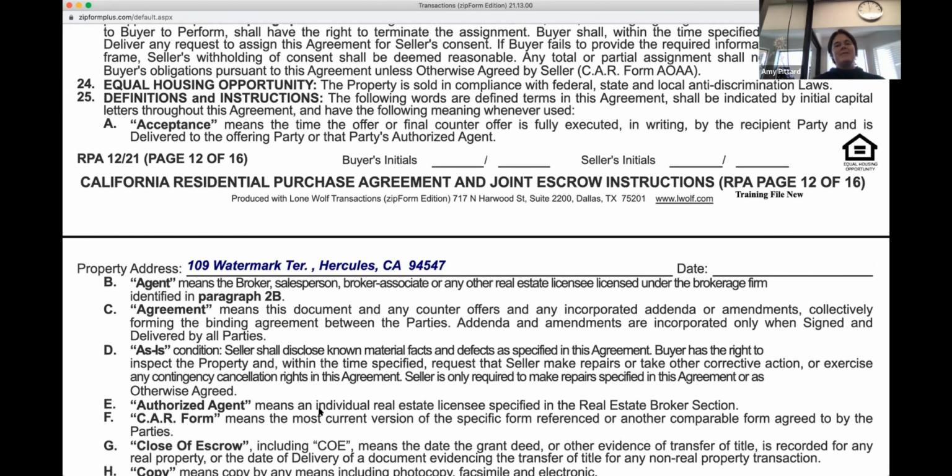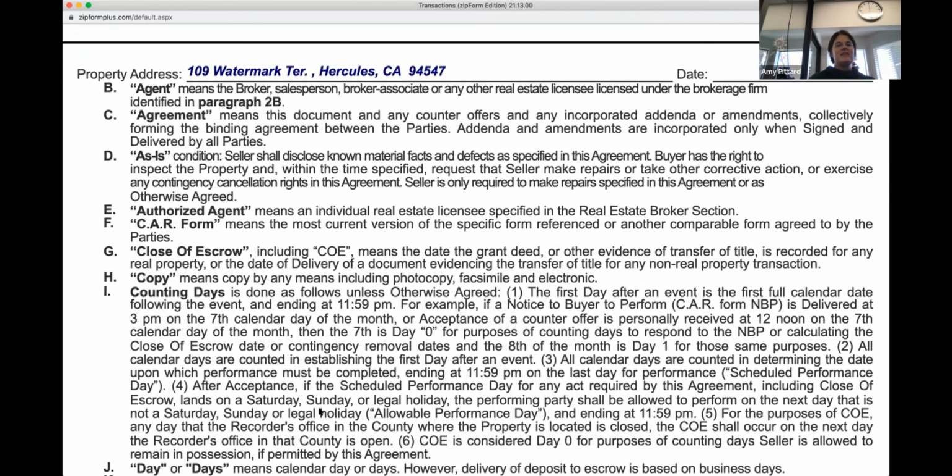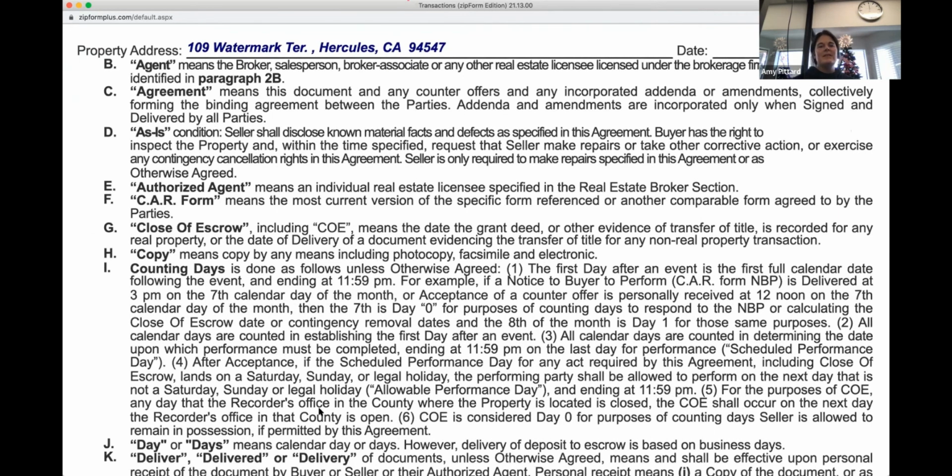Acceptance means the time the offer or final counter offer was fully executed in writing by the recipient party and is delivered to the offering party or that party's authorized agent as indicated on the form. Agent means the broker, salesperson, broker associate, or any real estate licensee licensed under the brokerage firm identified in paragraph 2B. Agreement means this document or any other counter offers or any incorporated addendum or amendments collectively forming the binding agreement between the parties. Addendum and amendments are incorporated only when signed and delivered by all parties. As-is condition: the seller disclosed no material facts and defects as specified in this agreement. Buyer has the right to inspect the property and within the time specified, request seller make any repairs or take corrective actions or exercise any contingency cancellation rights in this agreement. Seller is only required to make the repairs specified in this agreement or as otherwise agreed.